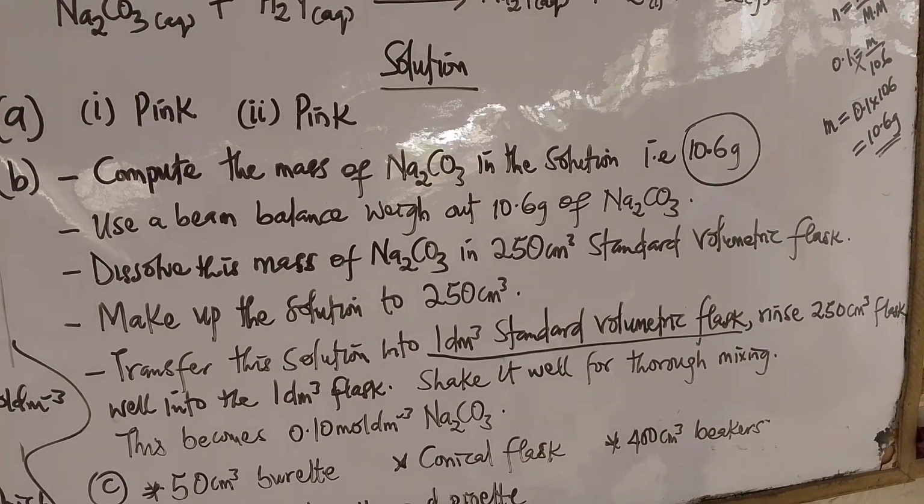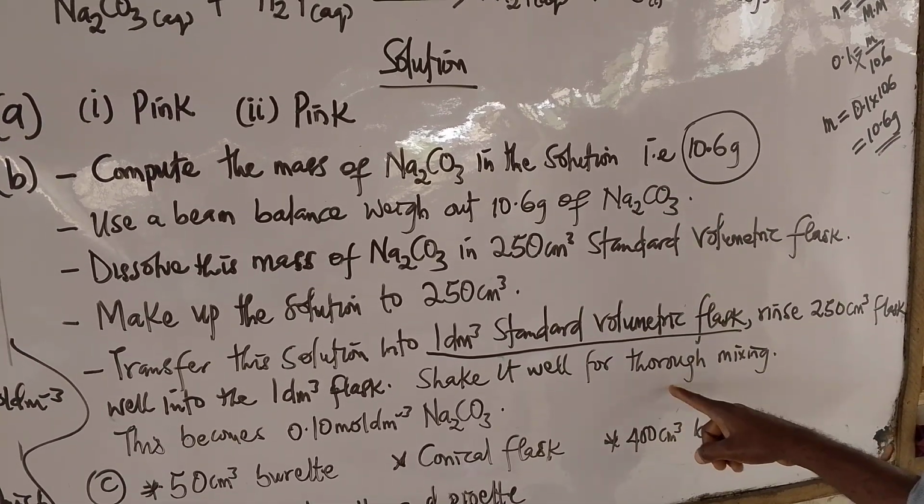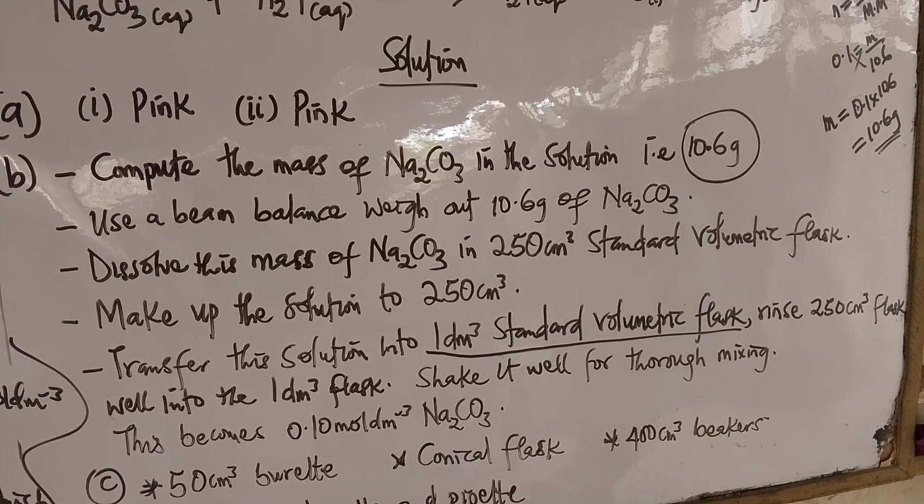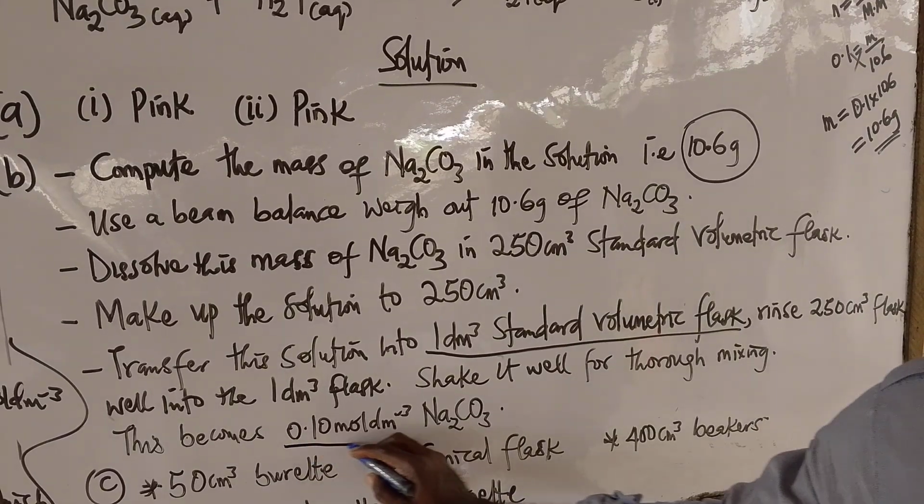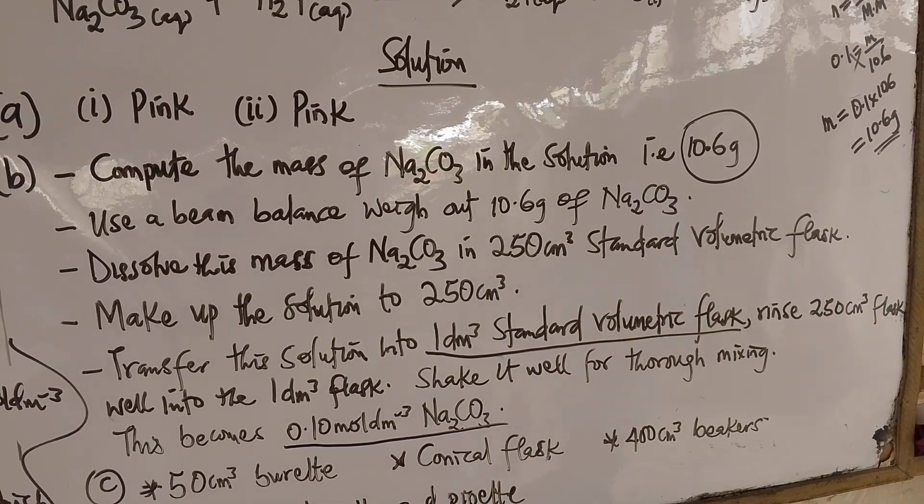What are you going to do next? You will check it well for thorough mixing. And what have you just prepared? You have prepared 0.10 mole per dm cube sodium trioxocarbonate(IV).